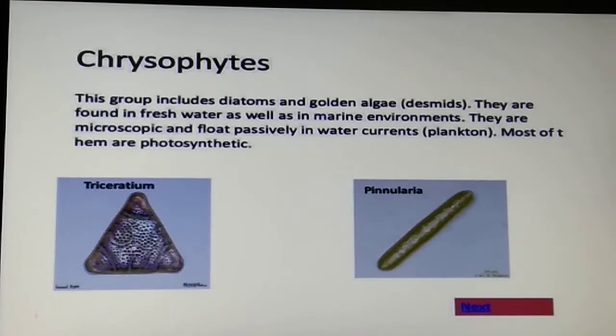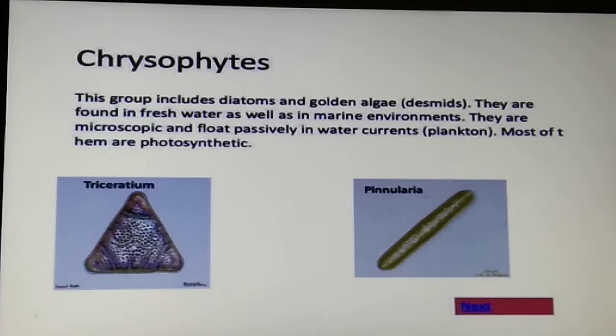This group includes diatoms and golden algae. Students, they are found in fresh water as well as in marine environments. They are microscopic and float passively in water currents. Most of them are photosynthetic. Students, in diatoms, the cell walls form two thin overlapping shells which fit together as in a soap box. The walls are embedded with silica and thus the walls are indestructible.